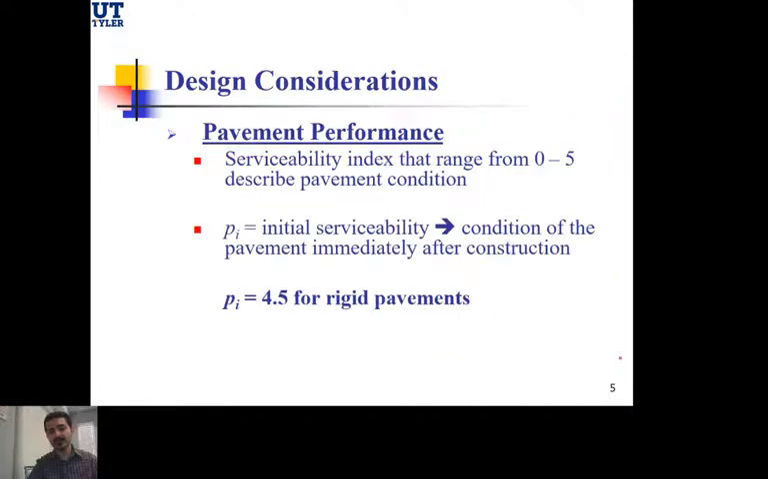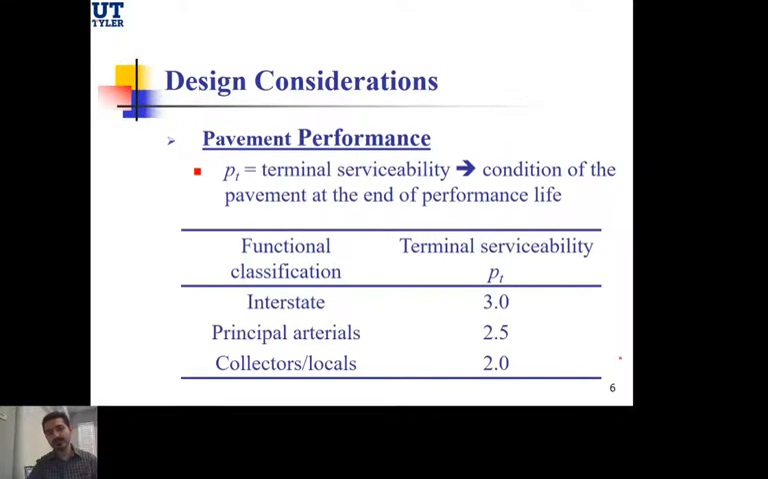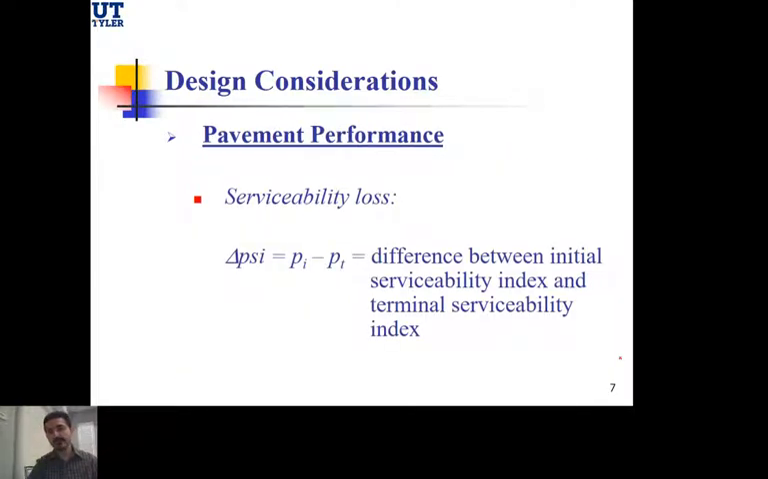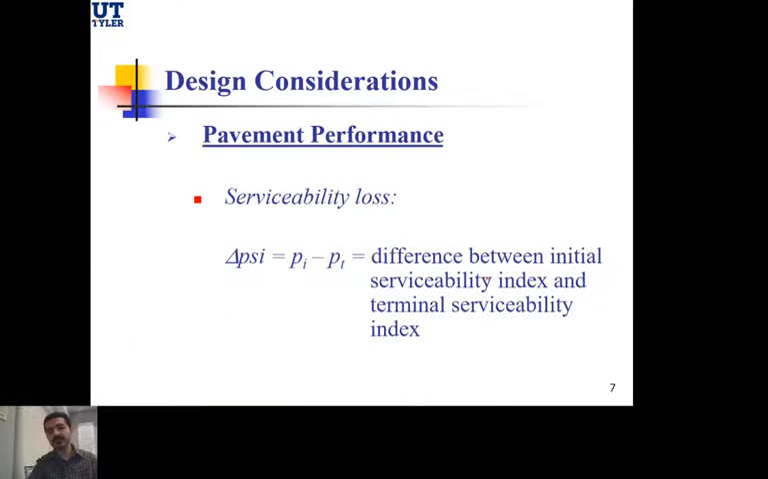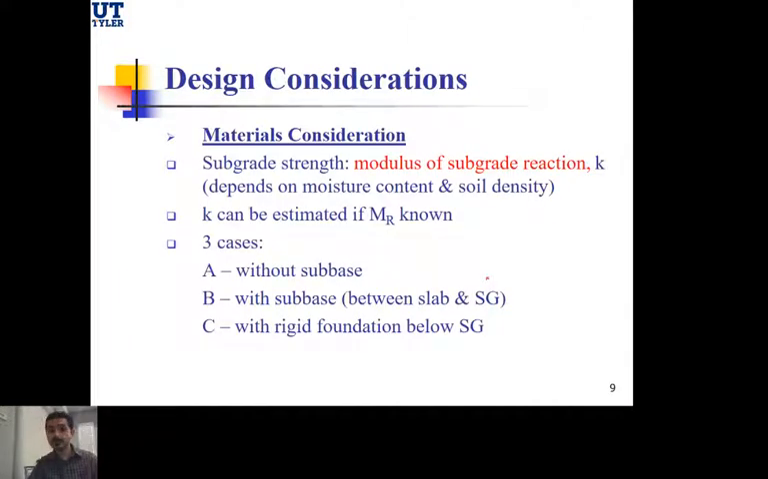And we talked about the terminal serviceability as well as the initial serviceability and the delta PSI. The initial serviceability here is 4.5 instead of 4.2 for flexible pavement, but the terminal serviceability is the same table actually that we used for flexible pavements. Then we spent quite a bit of time dealing with the modulus of subgrade reaction. The modulus of subgrade reaction actually required lots of corrections. We went through those last time.